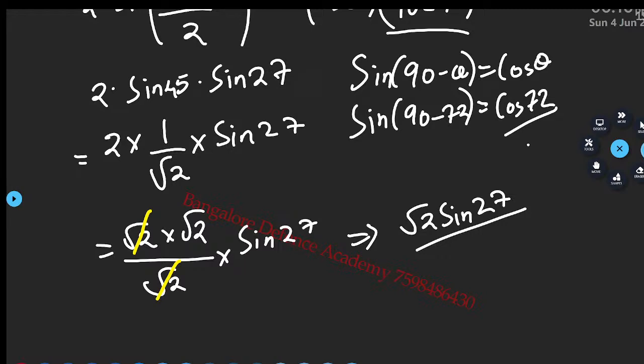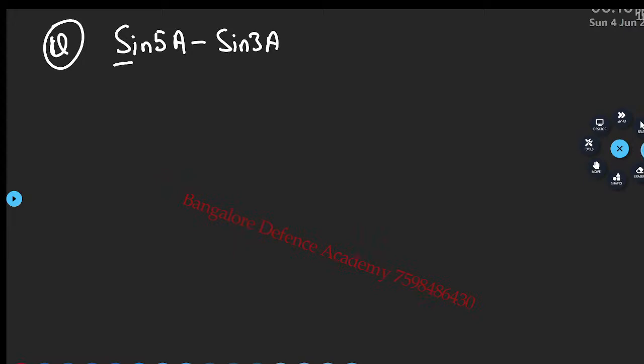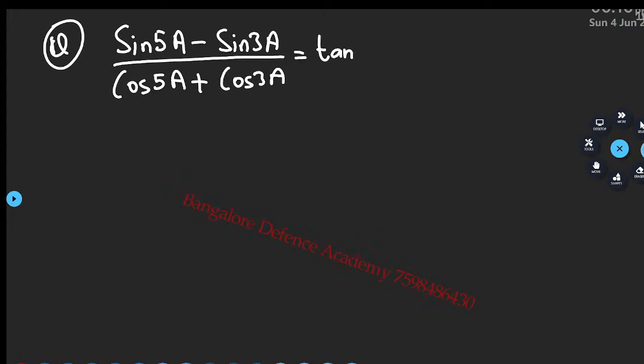Chalo, next level now, next ride. Ready? Take down. Question. Sine 5a minus sine 3a divided by cos 5a plus cos 3a is equal to tan a. You have to prove it is equal to tan a.